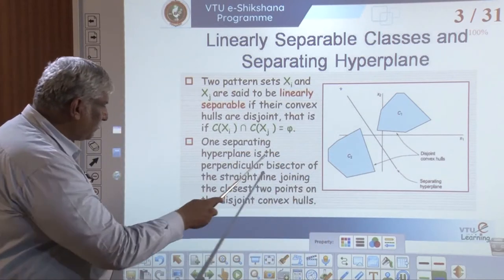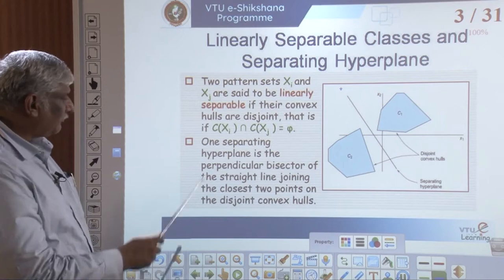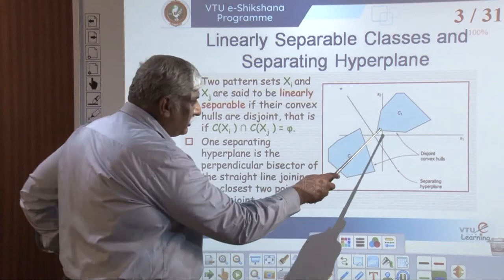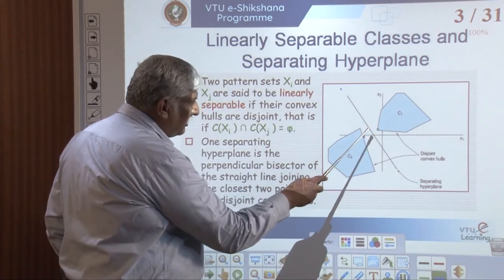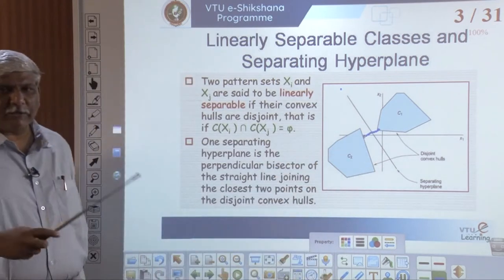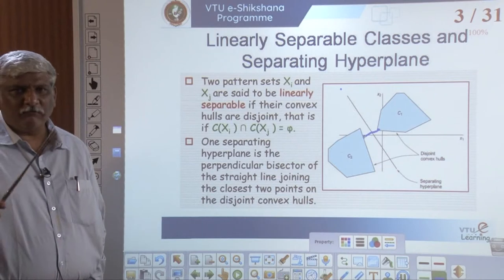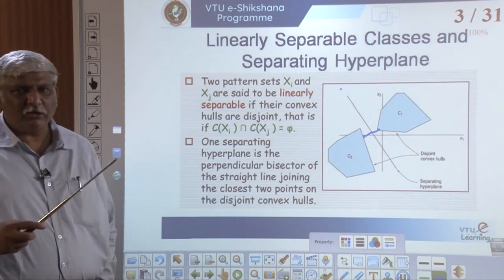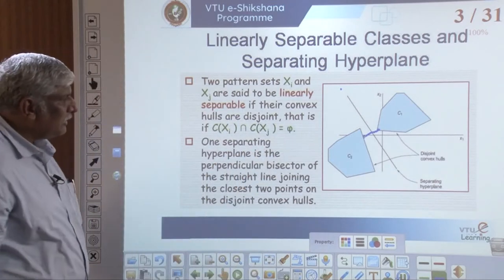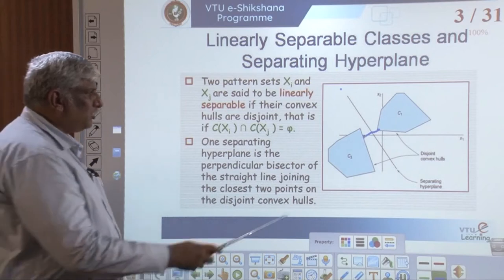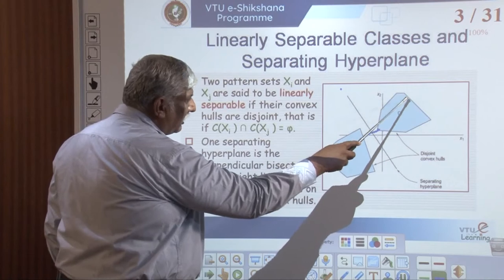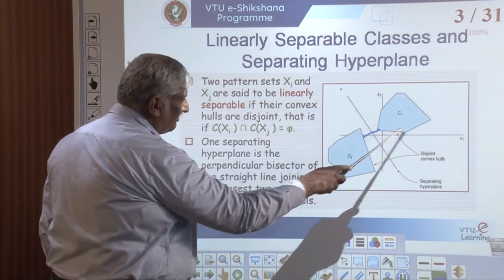One separating hyperplane is the perpendicular bisector of the straight line joining the closest two points. What is the closest pair of points between these two sets? Maybe we can consider this and this. That is the shortest path, so we draw a vertical line which separates these two classes. We can call these linearly separable classes of two sets: one is category 1, class 1, and the other is category 2, class 2, and these two are convex hulls. Hulls, in the sense that each is the covered portion of all the set values available in that particular set.